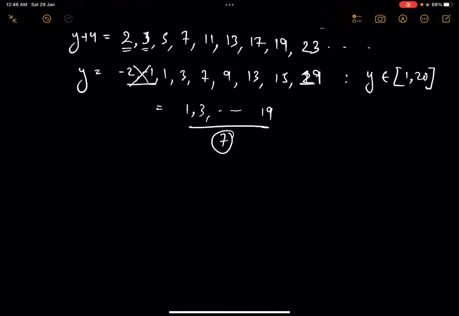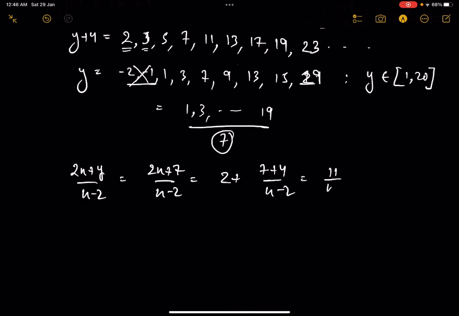And now to verify it, what we can do is put this number back into the mother equation to see if it satisfies or not. So in the mother equation, that is 2n plus y upon n minus 2, let's put any random number such as 7. So we have 2n plus 7 upon n minus 2, that is 2 plus 7 plus 4 upon n minus 2, that is 11 upon n minus 2.